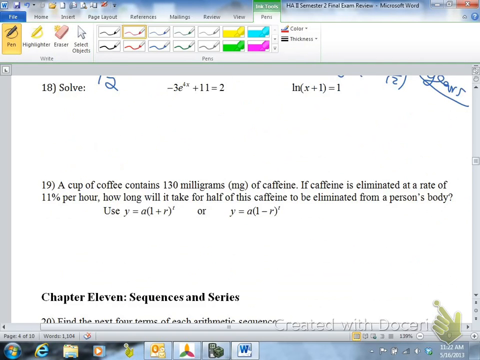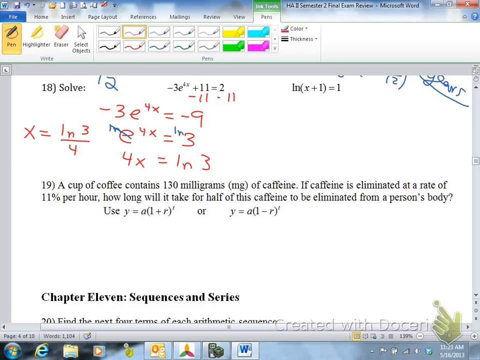On the next one, you have an exponential equation. You want to subtract 11 first. You want to isolate the e to the 4x equals -9. You're still wanting to isolate the e. Divide by -3. And now that the e is isolated, you do what operation? ln both sides. So you have 4x. The ln on this side cancels the e out. It's not there anymore. So you have ln 3 left on the other side. 4x equals ln 3. So x equals ln 3 over 4.